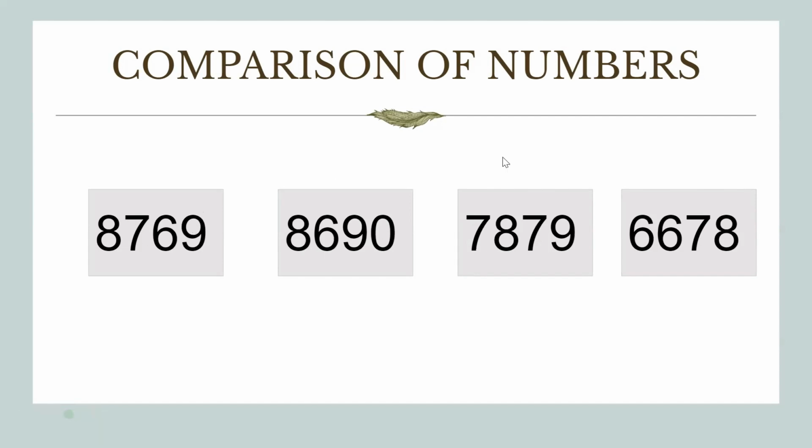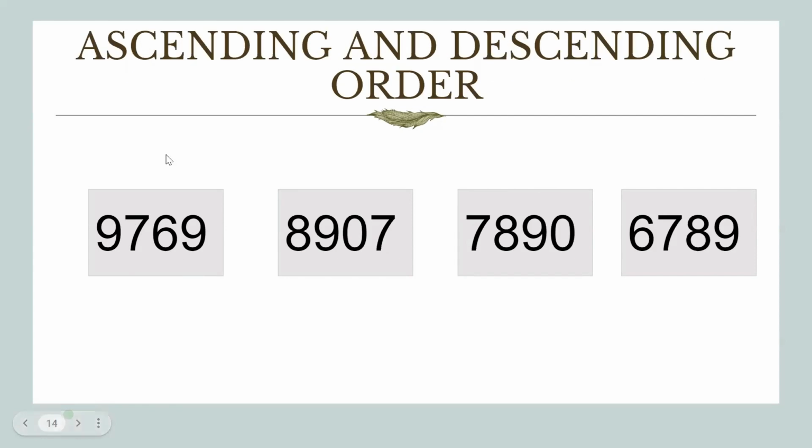Then we have this one. Then it is arranged in ascending or descending order. Descending, because it is from the largest to the smallest. See, ascending and descending order came here, right?